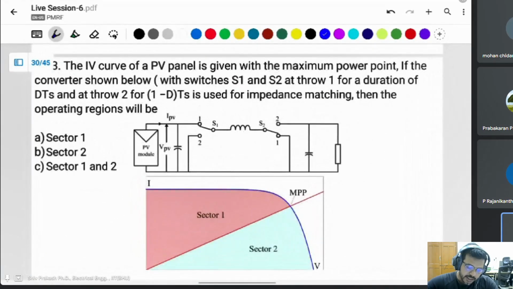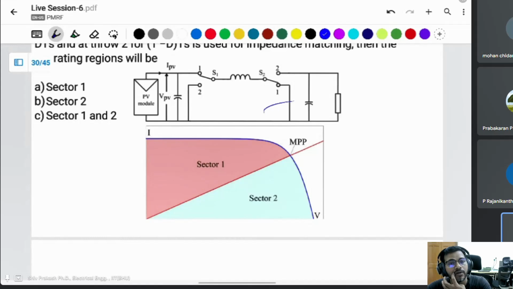There is a converter. A PV panel is given with the maximum power point. This is the curve, the IV curve is given. The switches S1 and S2 are at throw 1 for a duration of DTs, and at throw 2 for the off time, mentioned here, used for impedance matching of PV to load. Then what is the operating region of this converter?